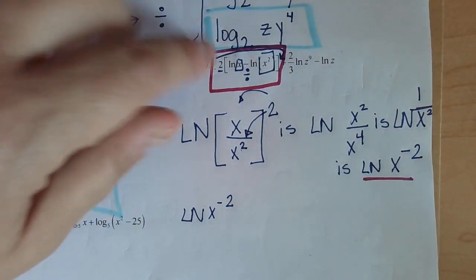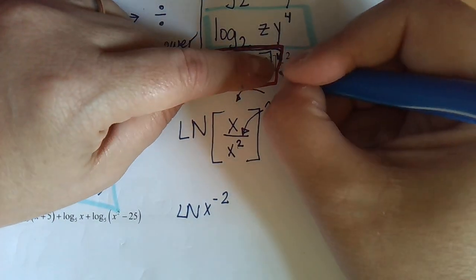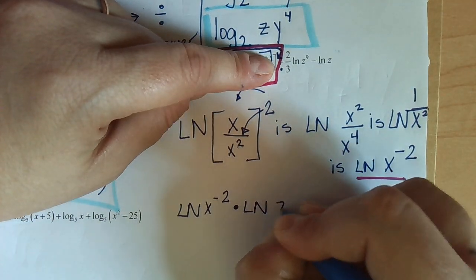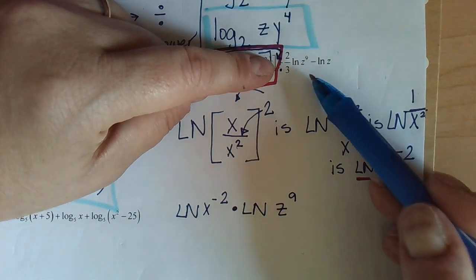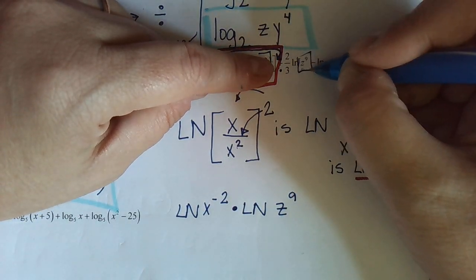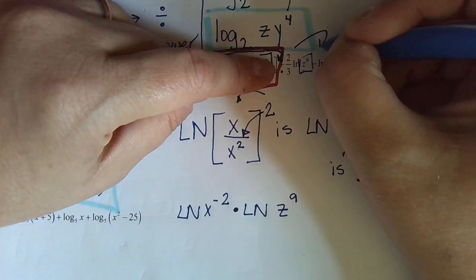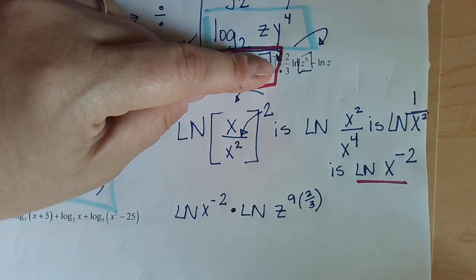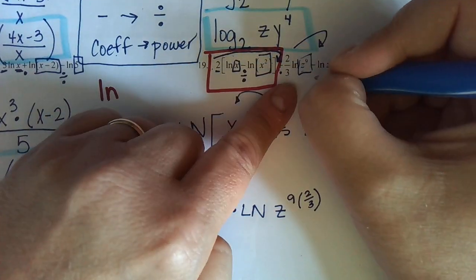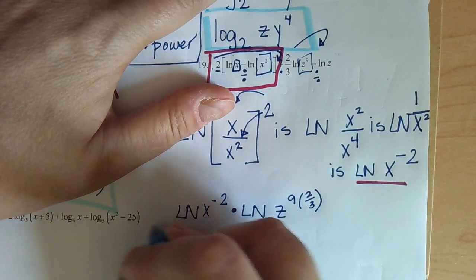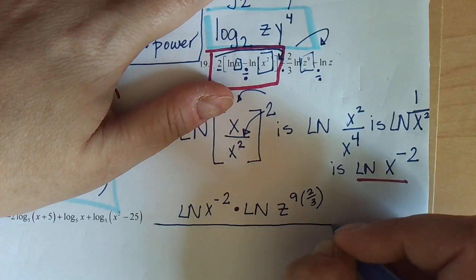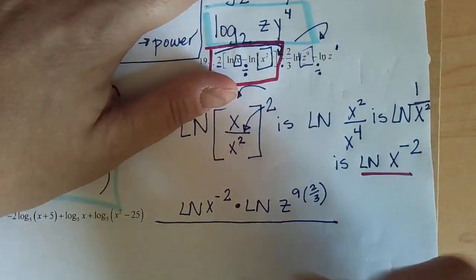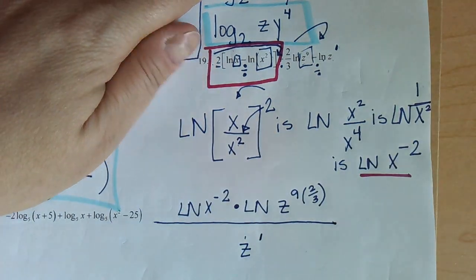Okay, let's keep going. Then it says plus sign, that means multiply. ln z to the 9th. See the z to the 9th? But what does the 2/3 do? It goes up and multiplies it. So 9 times 2/3. Okay. And then it says minus. That means division. ln z to the 1. So z to the 1 on the top. Okay.